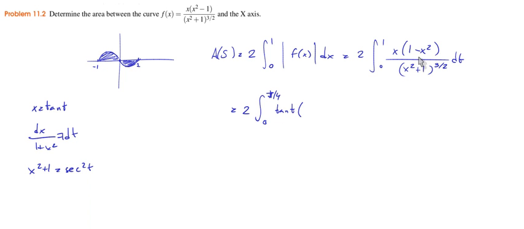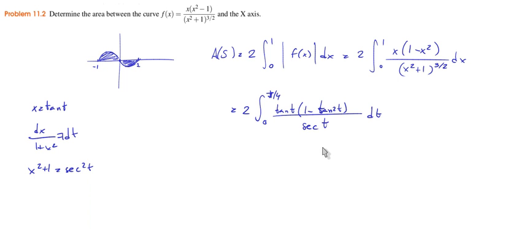1 minus x squared is 1 minus the tangent squared of t, let me write it like that first, and then this is divided by x squared plus 1, dx, sorry, I don't know why I wrote the dx. dx divided by 1 plus x squared is dt, and the square root of 1 plus x squared is the secant of t.